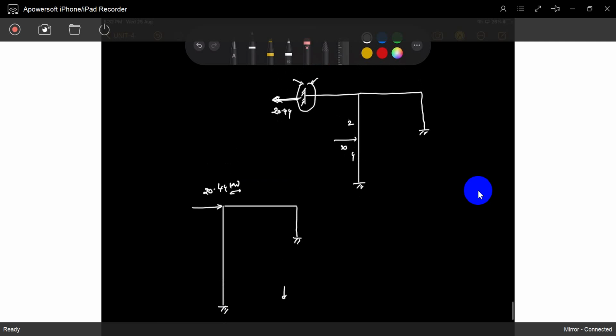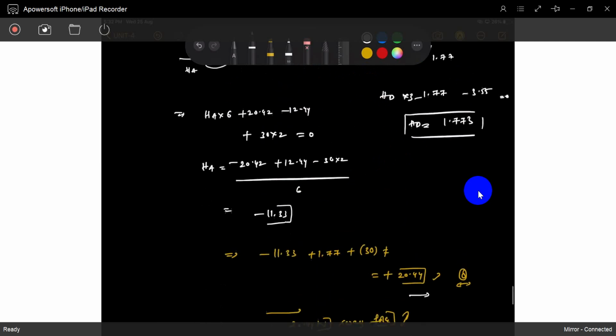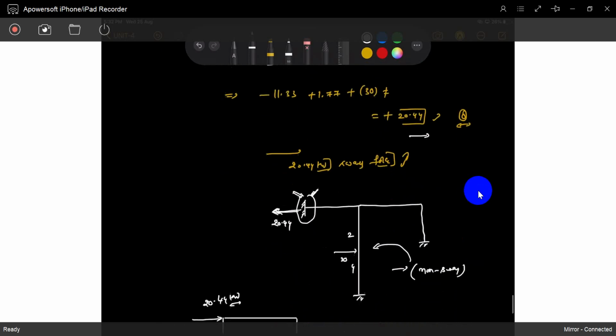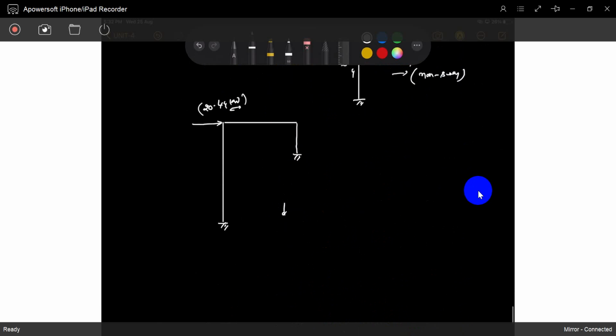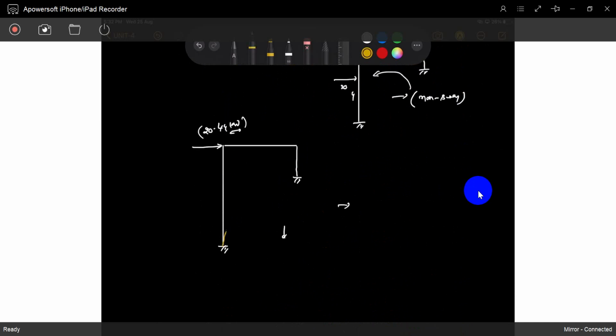This is non-sway. We already did only non-sway for this type of structure. We assume like this. These moments are sufficient for this analysis. But in reality, it has some 20.44 sway force is there. Okay, so now you can calculate the sway forces. So you can take it again, same principle.